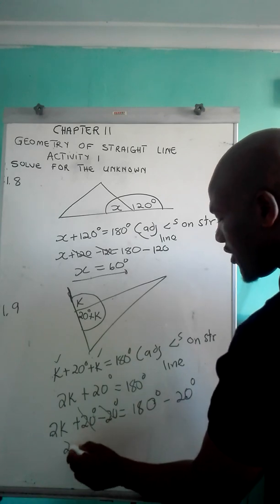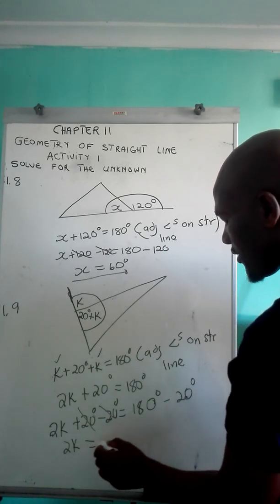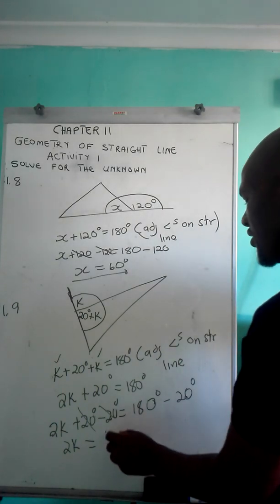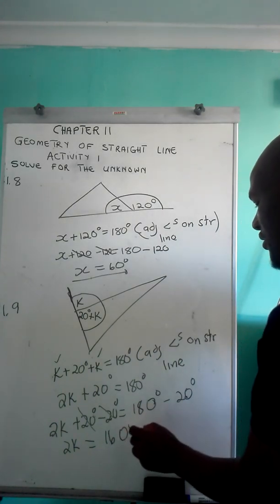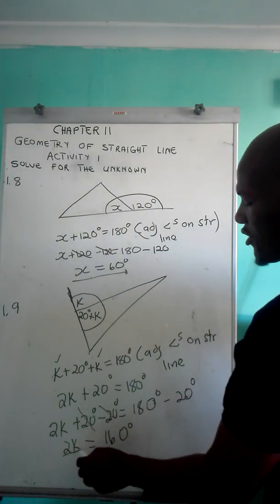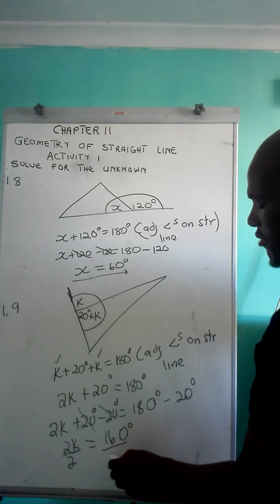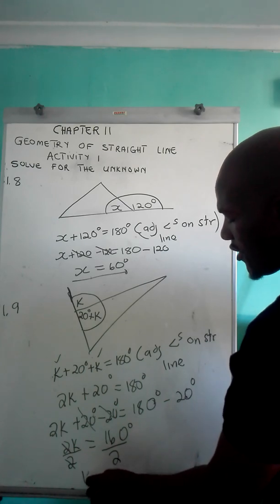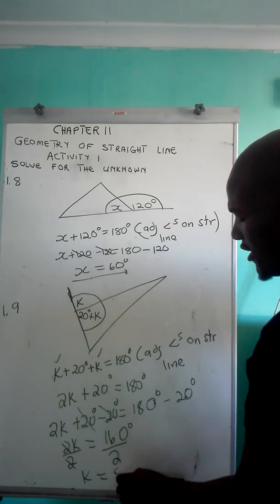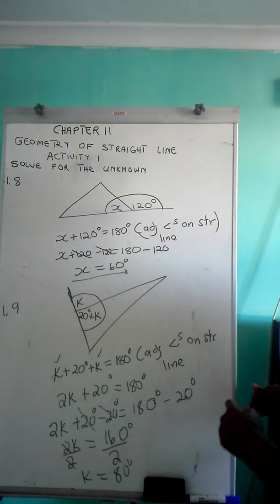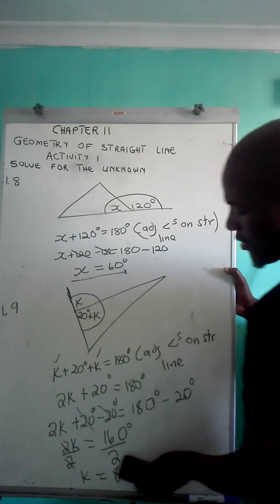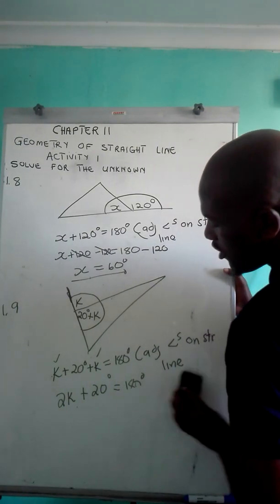So I have 2k, which is equal to 180 minus 20. It is going to be 160. Okay, divide by 2 both sides. So k is equal to 80 degrees. Let's do the last one, which is 1.10.